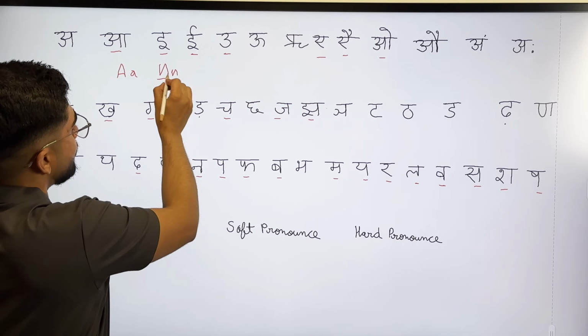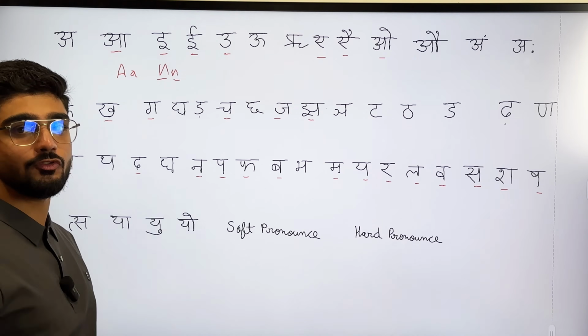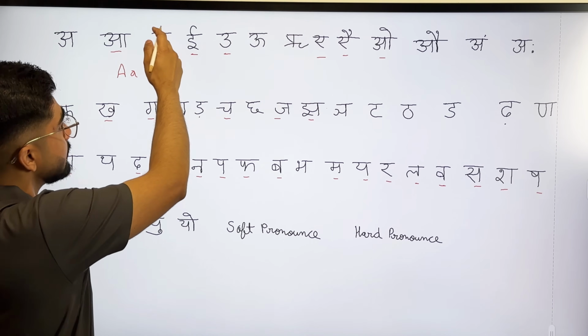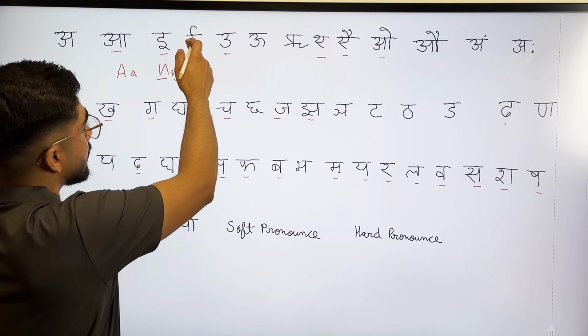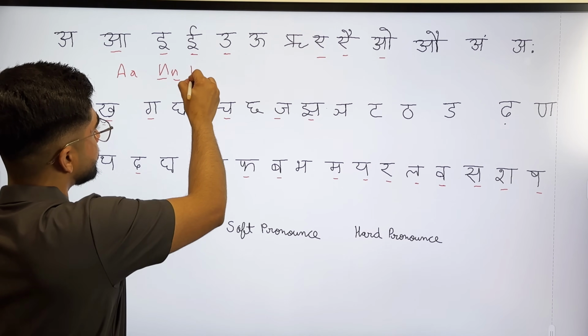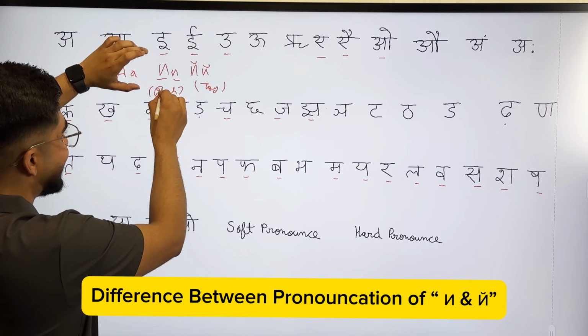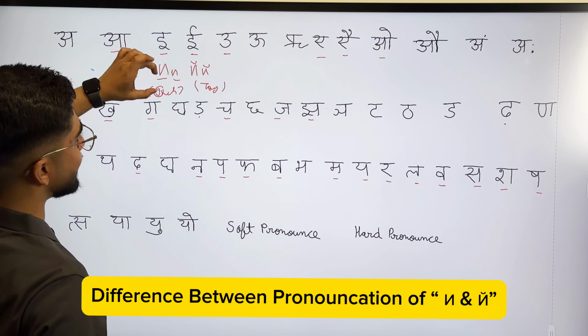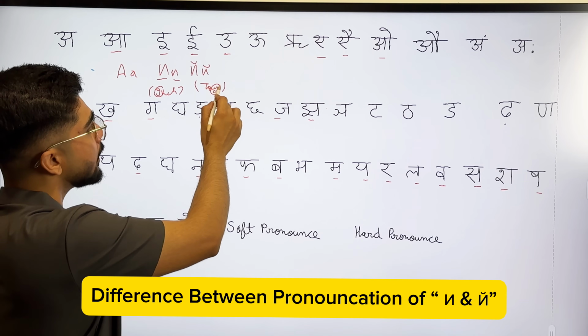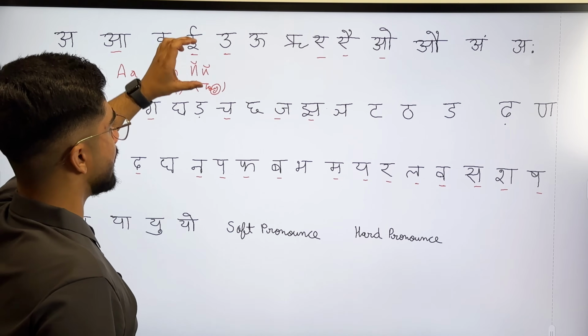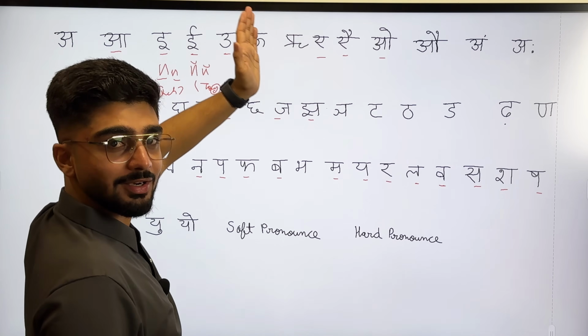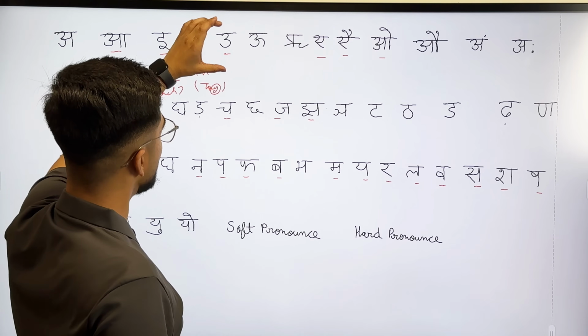This is your capital form and this is your small form of the alphabet. It's your E. And your next alphabet is, it looks like the previous one, with an inch, E. So this is the pronunciation, E. Now we are coming to our next alphabet, that is U.